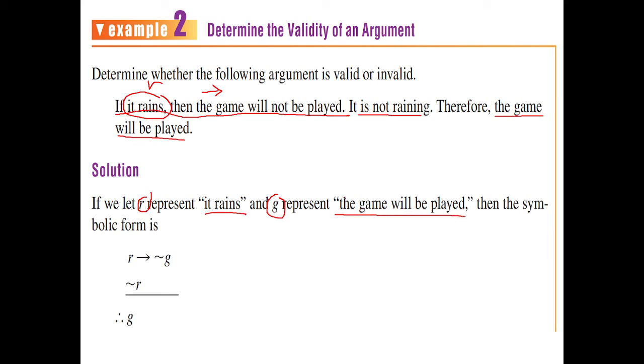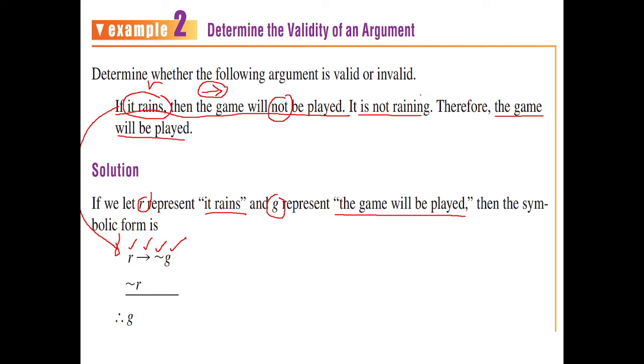Okay? Now, let's go to our first premise. If it rains, R. Then for if-then we use this symbol. There is the word not, so we put a negation. The game will not be played is letter G, so not G. This is the symbolic form of the first premise.